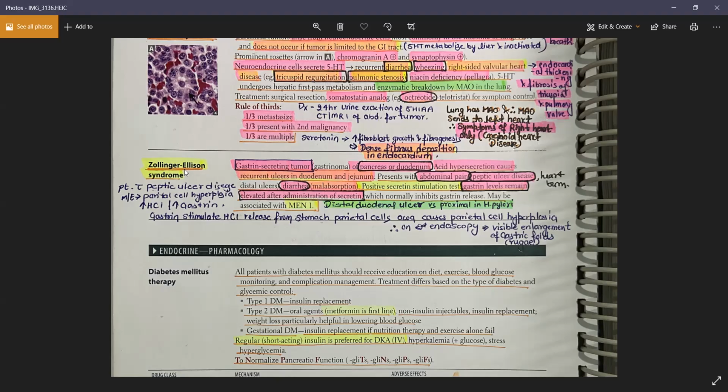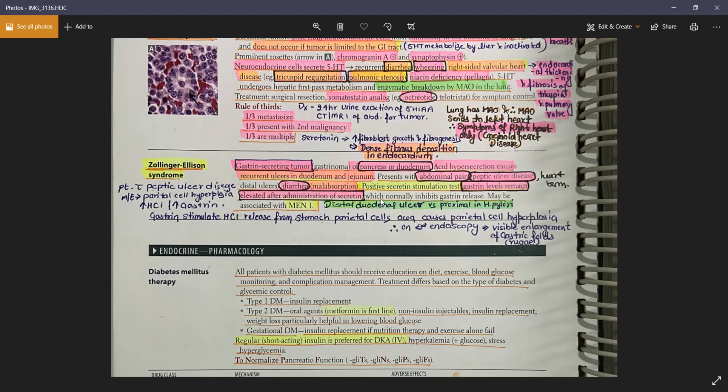Does anyone know the location of secretion of this gastrin? It is secreted by G cells at the antrum, right? No. And in any other location? See, Zollinger-Ellison syndrome is a tumor of which organ? Stomach? No, it's the pancreas. So in this case, this gastrin will be released from the pancreas, not from the stomach.